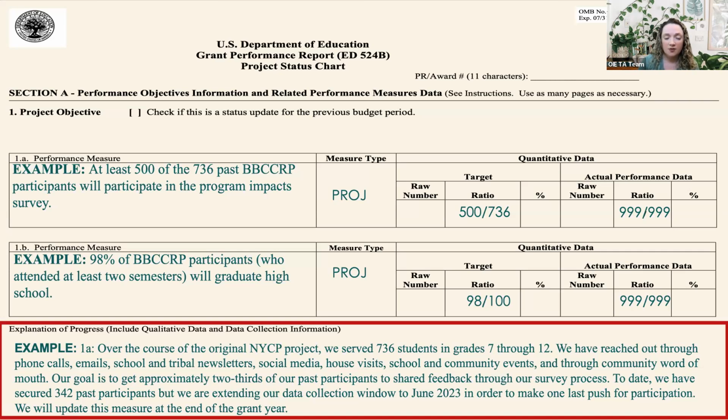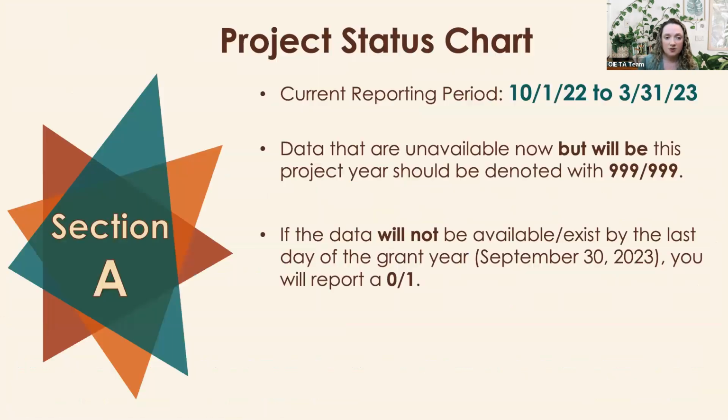All right, a couple other reminders here. Remember that for anything you're reporting on this report, your reporting period never changes. It's October 1st to the end of March, just that time period. And there's 2 really important codes for you to remember. 999/999 means data is not available as of the end of March, but it will be by the end of the grant year.